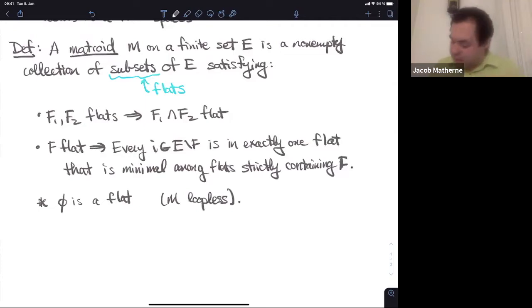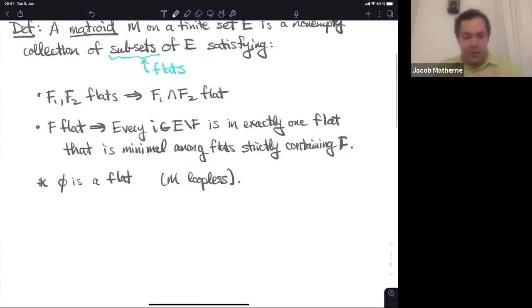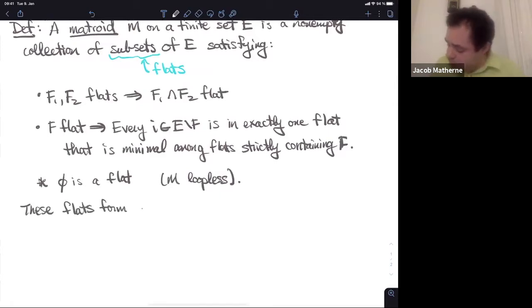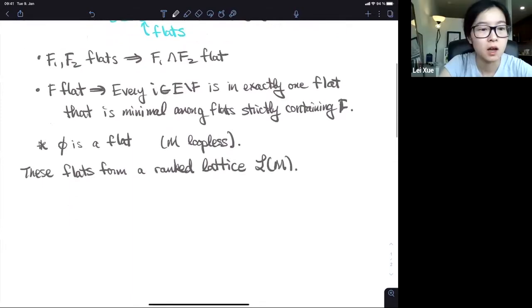So before I do an example, I want to tell you that if you have this collection of subsets called flats, then they form a ranked lattice. They have a nice structure. So these flats, together, form a ranked lattice. And this is called the lattice of flats. And I'll denote it L of M. Okay, so now let's do an example.